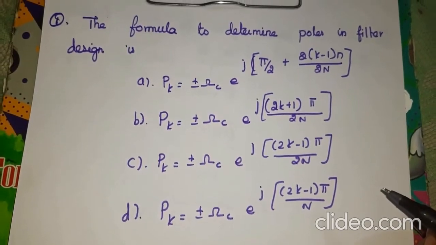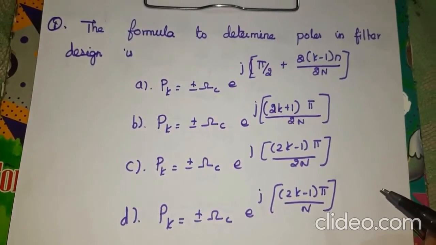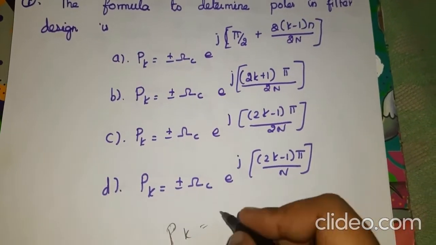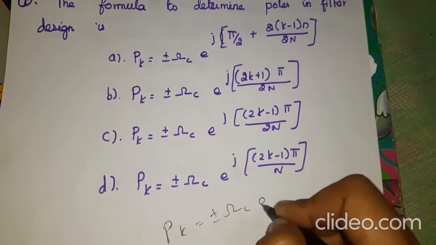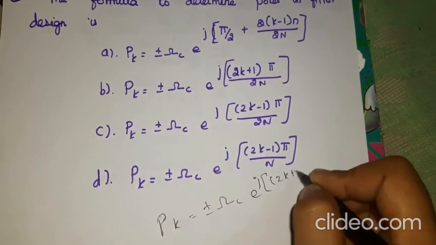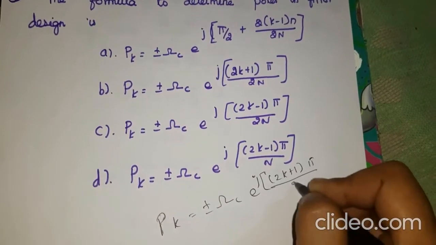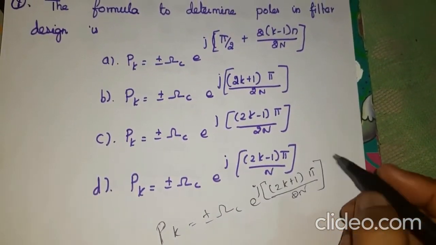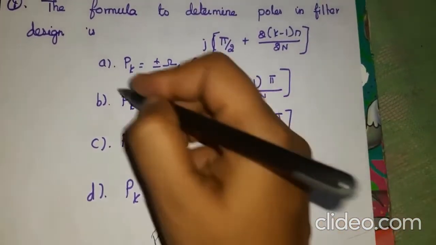First question, the formula to determine poles in filter design is pk equal to plus or minus omega c e power j(2k plus 1)pi divided by 2n, and this is the formula to determine the poles in digital filter design. So the answer here is B.